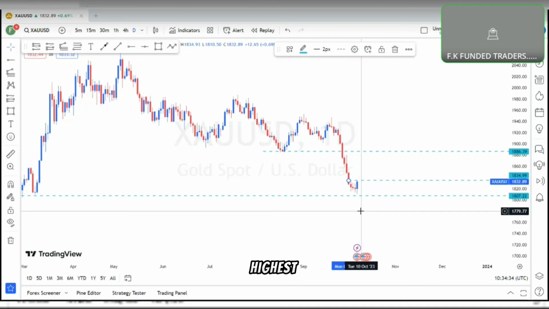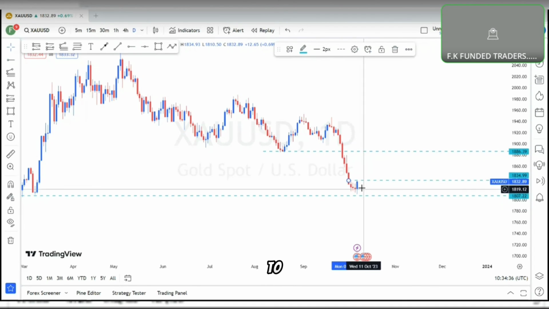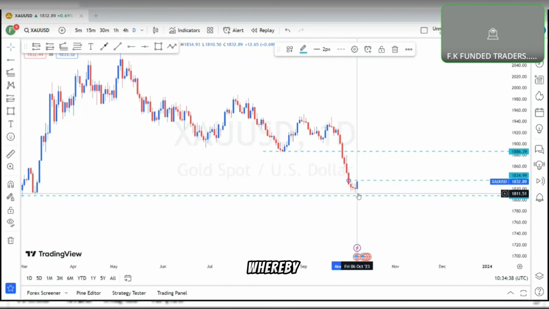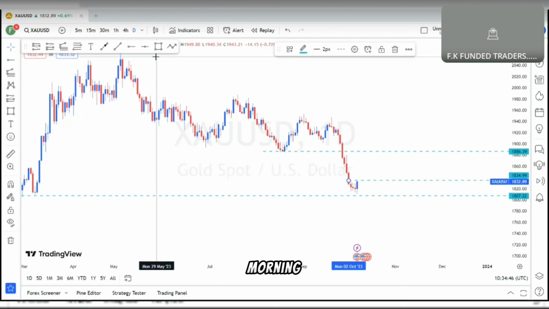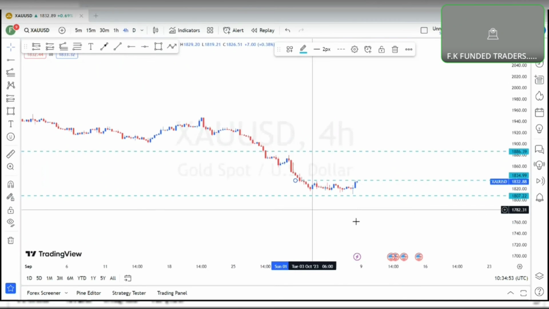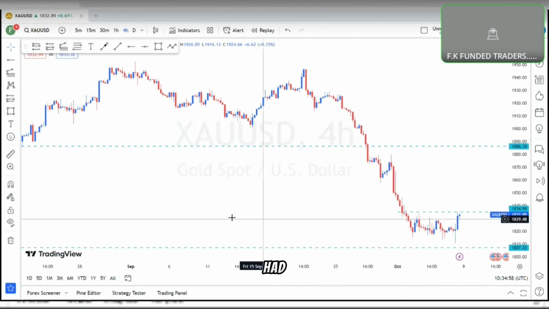I had to mark the highest on that last candle, and I had to mark the lowest, whereby the lowest was already marked. So it means that the candle that we will receive tomorrow morning will either pass through the highest of the last candle or go through the lowest of the last candle. So there I remember I had to tell traders that we had to proceed from there.